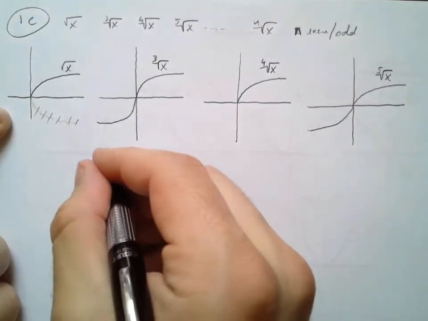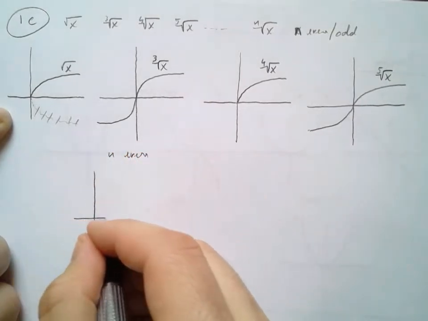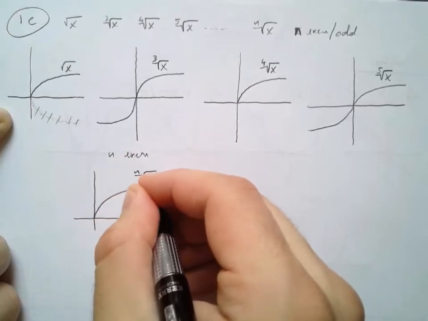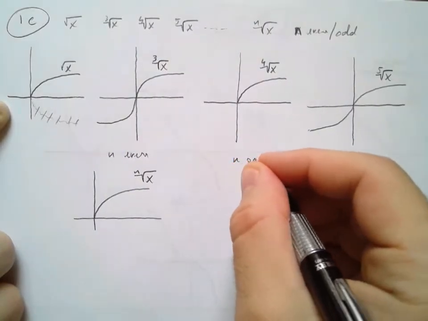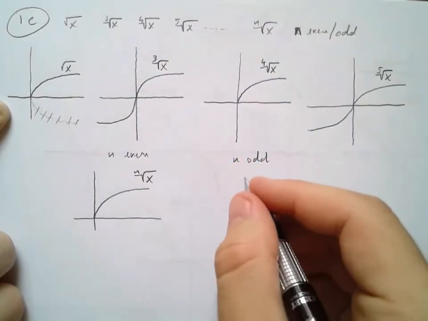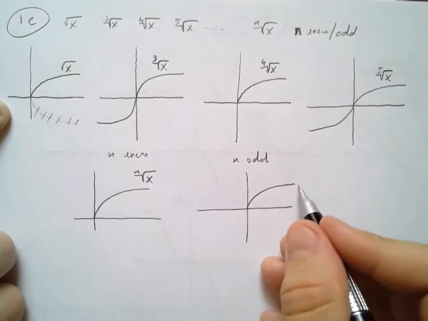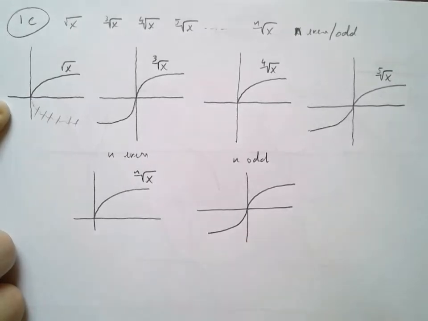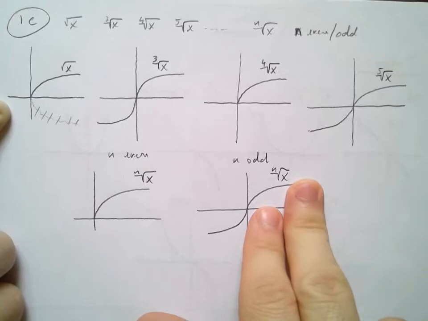So in general, when n is even, the graph of the nth root function is going to resemble the square root, whereas if n is odd, the graph is going to resemble the cubic root. So for the positive part, it looks a lot like the square root, but for the negative part, we can extend the domain in this way. Okay, so this would be the solution for 1c.